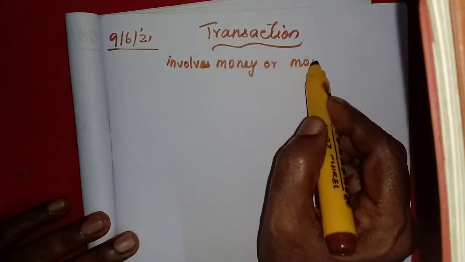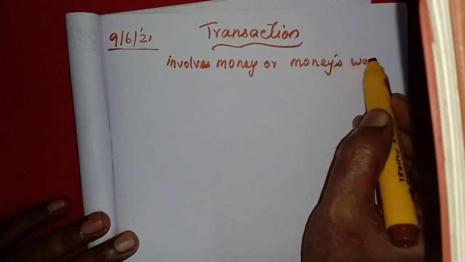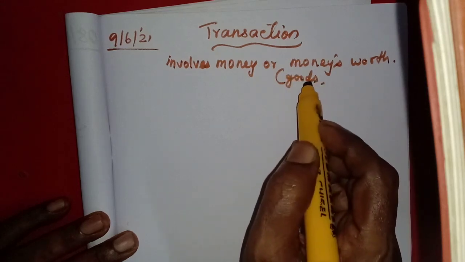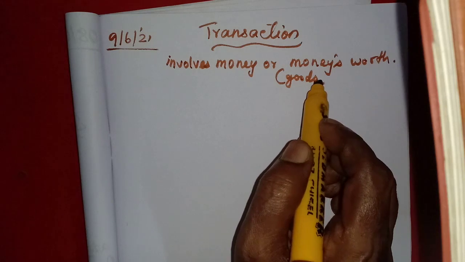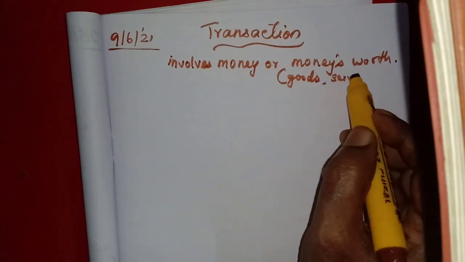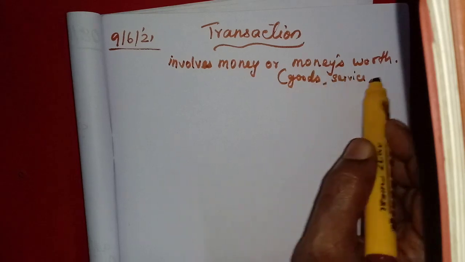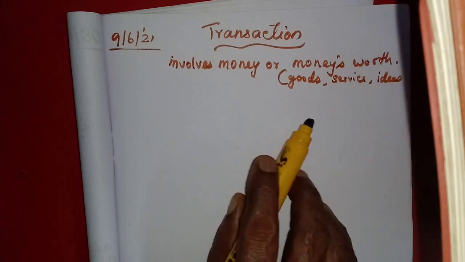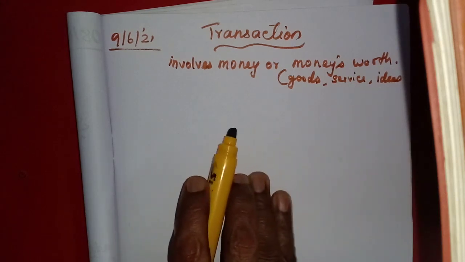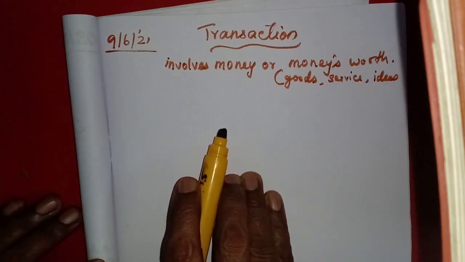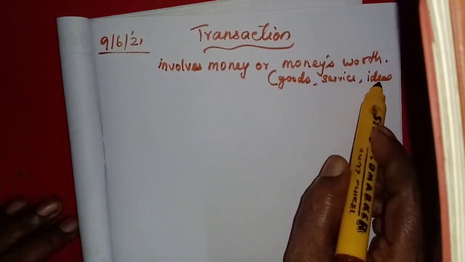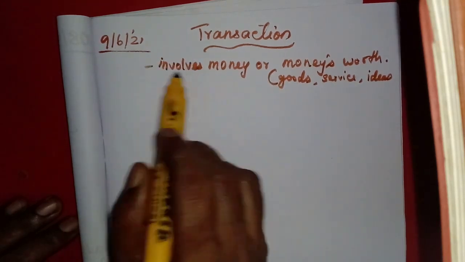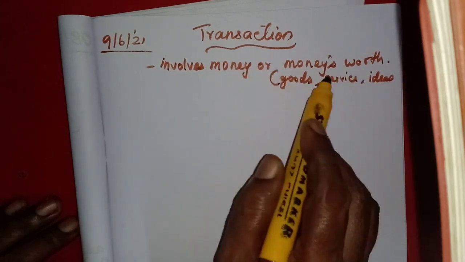Money means cash, and money's worth means, for example, we purchase goods or things, everything together we can say. Or we may get some service for some money. Or we get some ideas, suggestions or opinions, or knowledge, because you pay fees to get knowledge. But that is not a business transaction. Business transactions involve money or money's worth.